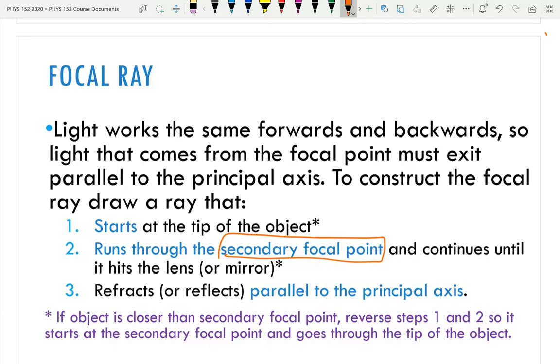So you start at the tip of the object and go through the secondary focal point, and then it comes out parallel. Notice my little asterisk here. If the object is closer than the secondary focal point, then you start at the secondary focal point and go through the tip of the object. So in any case, you have a line that connects the secondary focal point and the object and goes to the lens or mirror, and then comes out parallel.